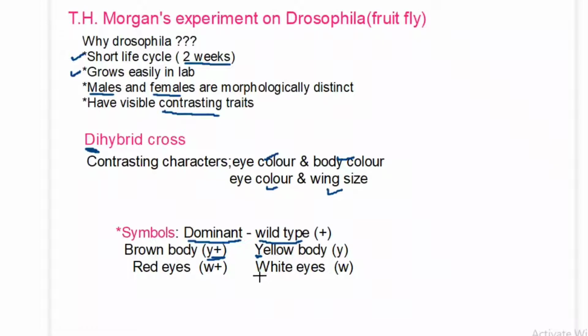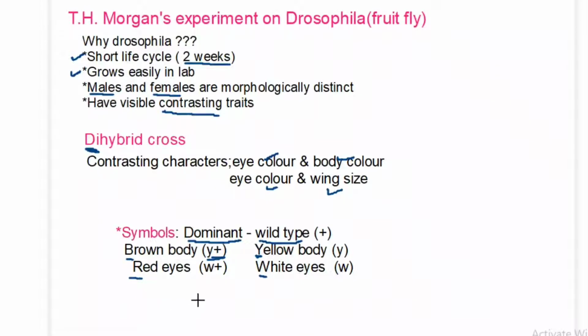Similarly, for white eyes is w, and for red eyes is w plus. It is small w plus. So we can easily see the contrasting characters, and we can easily remember that yellow and white colors are the light colors. So they are the recessive ones. While the brown and red colors are the dark colors. So they are the dominant ones.